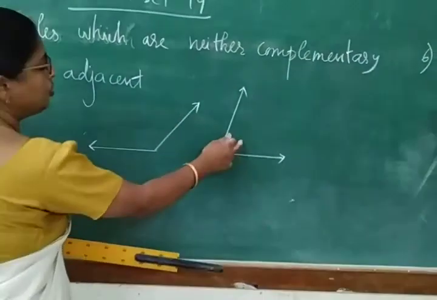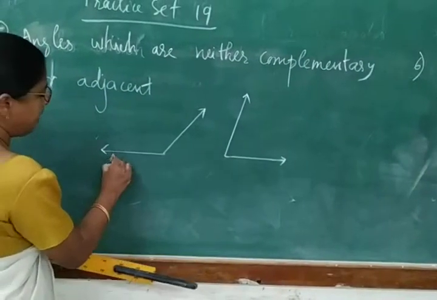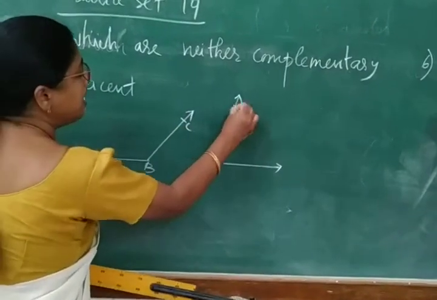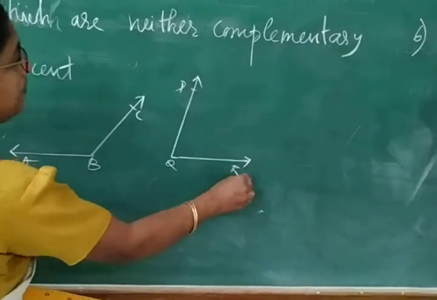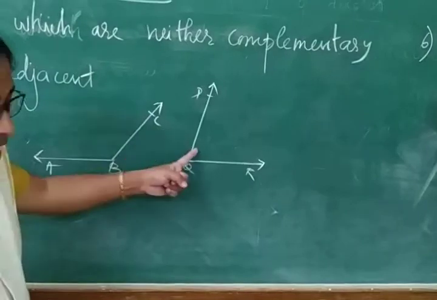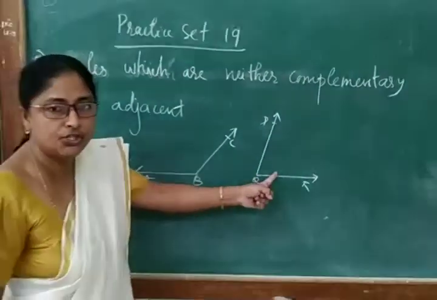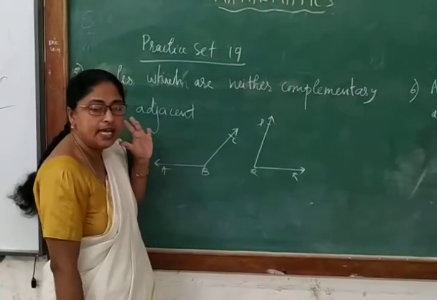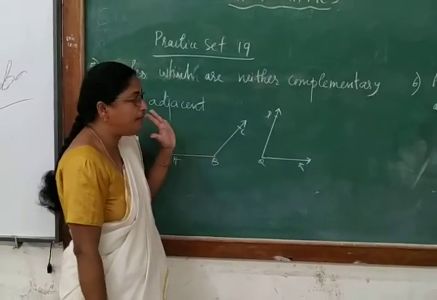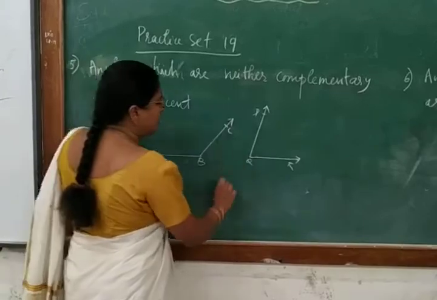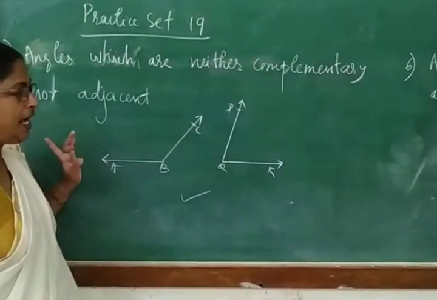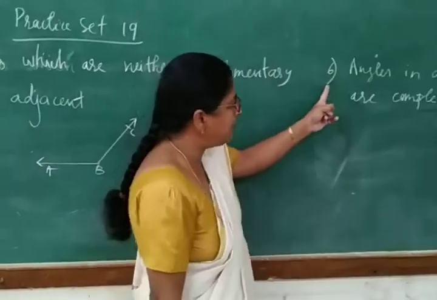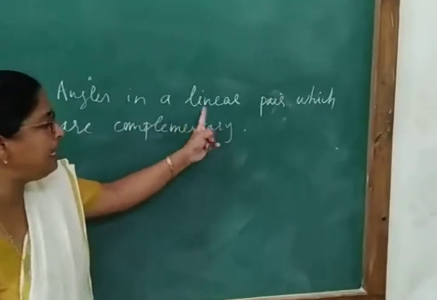So these are the two angles, any two angles, any names you can give, ABC and PQR. They are not complementary angles because their total is not 90 degree. They are not adjacent because they do not have a common ray. So the figure can be drawn. Now question number 6. Angles in a linear pair.